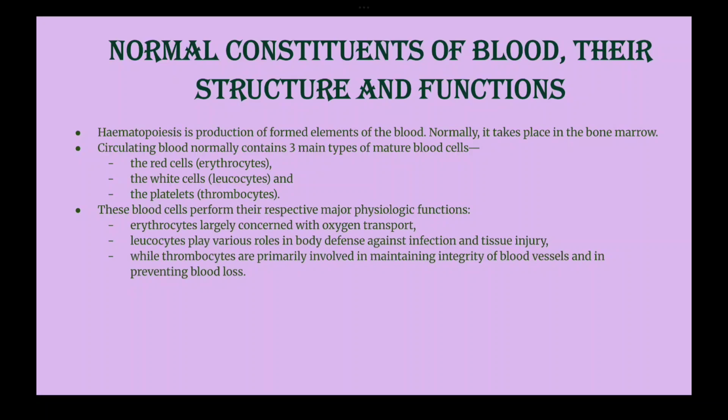So the three components are red blood cells, white blood cells, and platelets, which are erythrocytes, leukocytes, and thrombocytes. The physiological functions of the respective cells are: erythrocytes or RBCs are involved in oxygen transportation and bringing carbon dioxide back to the lungs, leukocytes are involved in body defense, which is the immune system, and thrombocytes are involved in blood integrity inside the blood vessels, as well as preventing blood loss when an injury has happened.